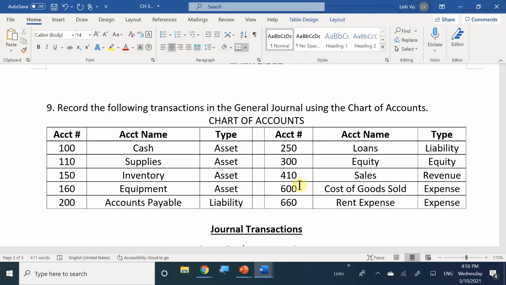Now, if I borrowed $5,000, what am I getting in return? An asset. Would it be cash? Now you have more money? Yes, we got cash. We borrowed $5,000 from the bank. That means we got cash. So in this case, did we increase our cash or did we decrease our cash? We increased it, so therefore we're going to debit it.